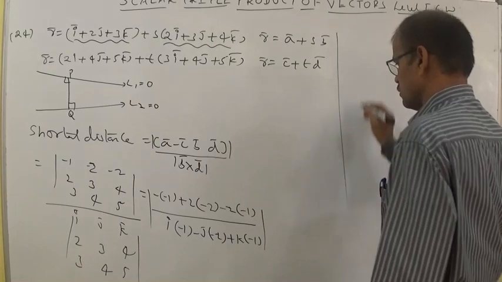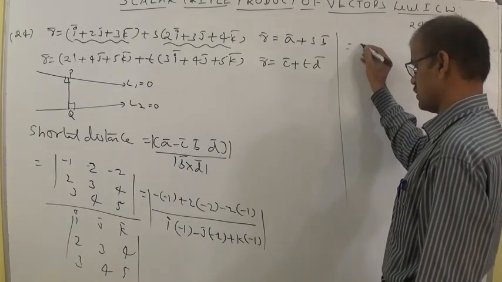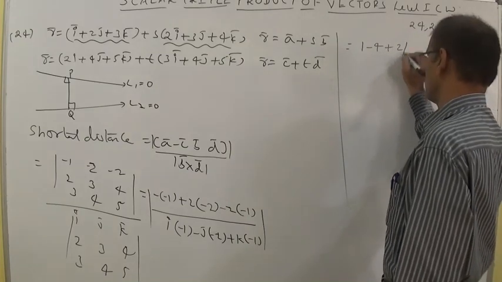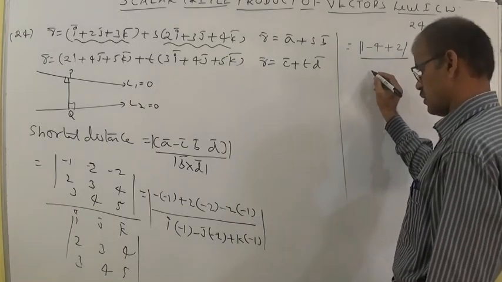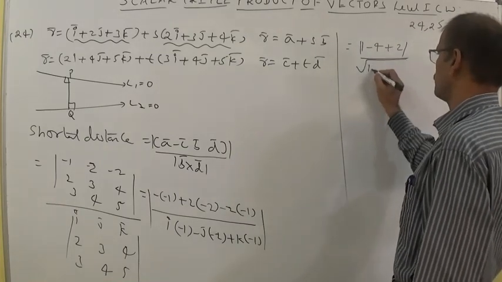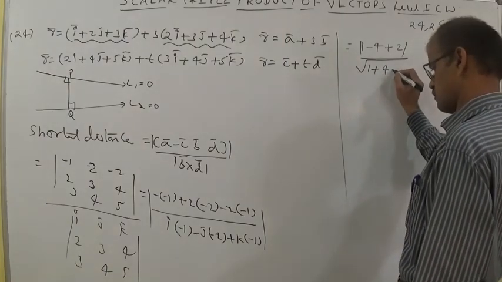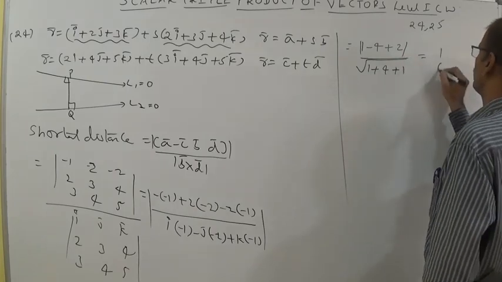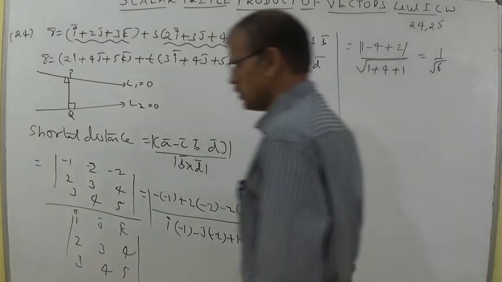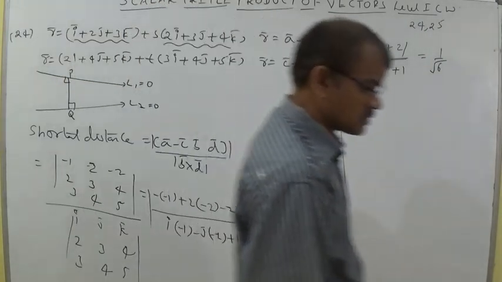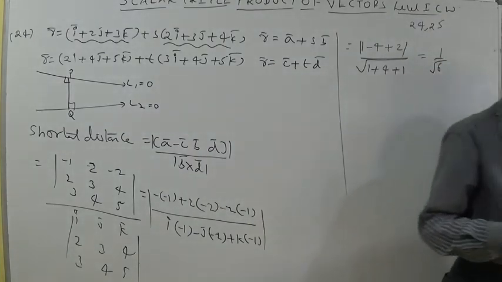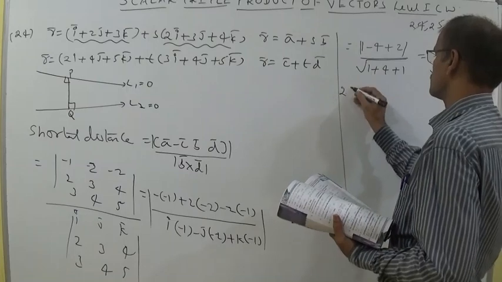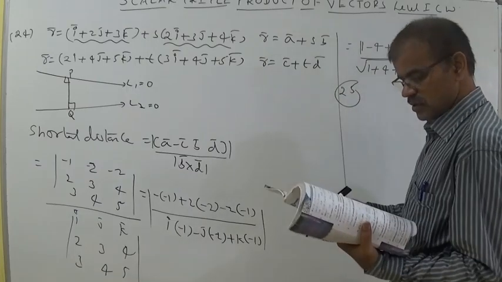That is equal to minus 1 into minus 1, it is plus 1, minus 4, plus 2, by the root of the magnitude 1 plus 4 plus 1, by root 6. So 1 by root 6 is the shortest distance between the given skew lines. 24th completed. Let us discuss the 25th question.